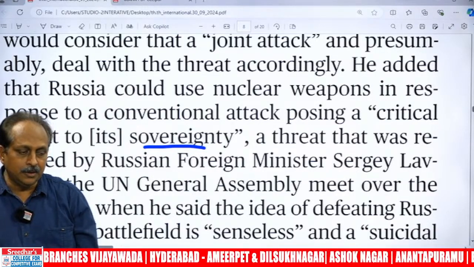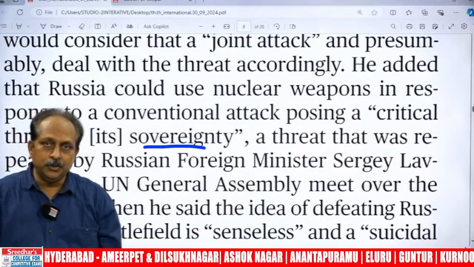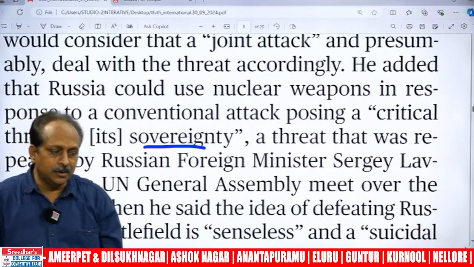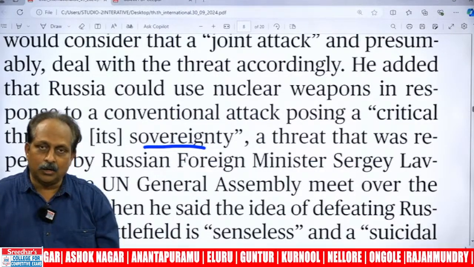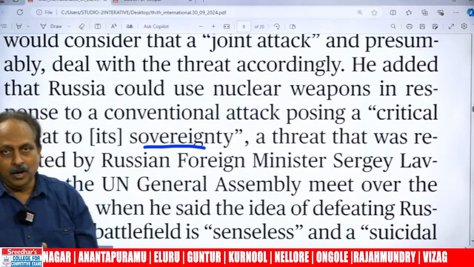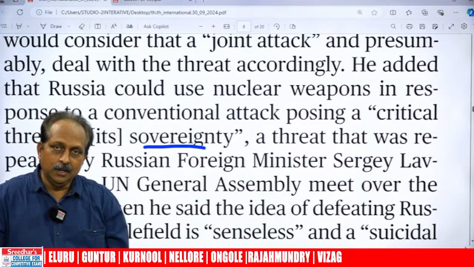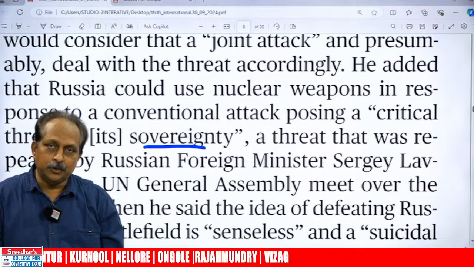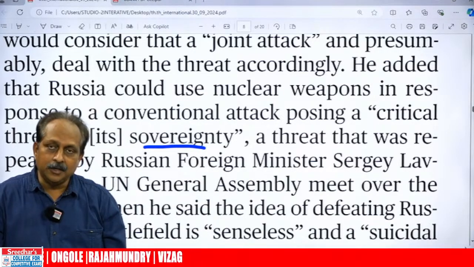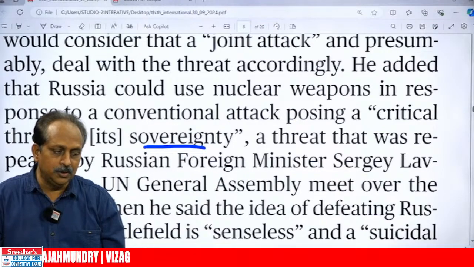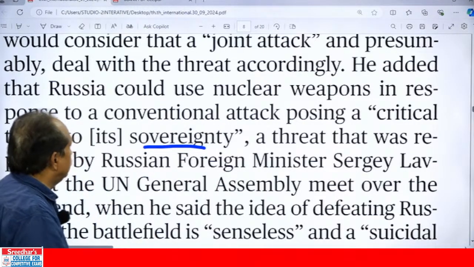Sovereign means a politically independent country, a country not ruled by any other country. If you take the Indian Constitution, the preamble, the introduction, you see, India is a sovereign country, meaning India is not ruled by anyone. So what the Russian president says is, in case Russia is attacked by a country that has the support of a nuclear power, Russia does not hesitate to use nuclear weapons to protect its sovereignty. That is the objective.